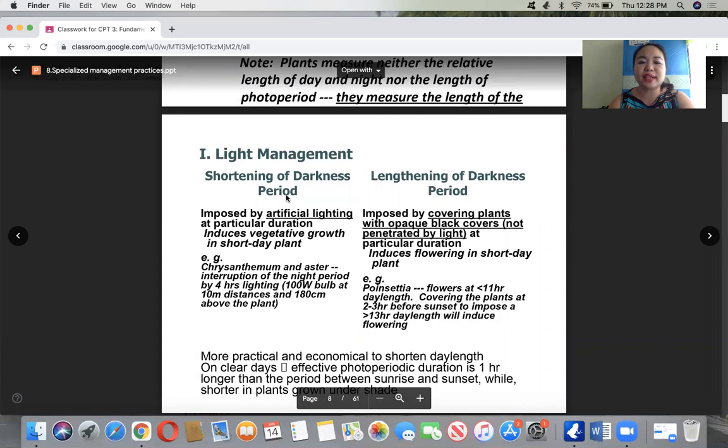So how do you shorten the darkness period? This is imposed by artificial lighting at a particular duration and induces vegetative growth in short day plants like chrysanthemum and aster. Interruption of the night period by 4 hours lighting using a 100 watts bulb at 10 meter distance and 180 centimeter above the plant. Or you can also lengthen the darkness by covering plants with an opaque black cover not penetrated by light at a particular duration, which induces flowering in a short day plant like the poinsettia. It flowers at less than 11 hour day length, so covering the plants 2 to 3 hours before sunset to impose a 13 hour day length will induce flowering.